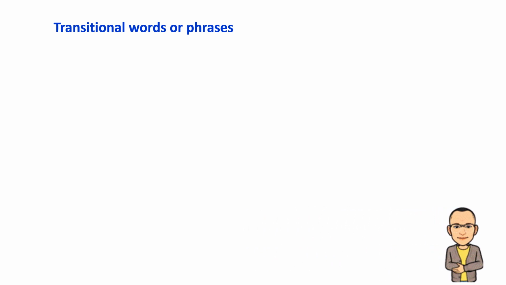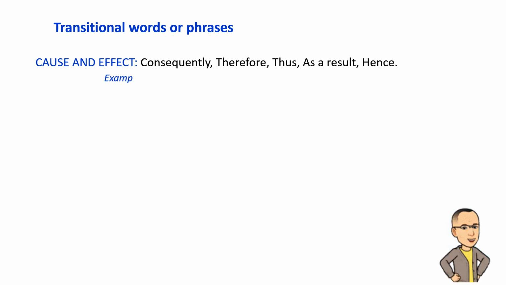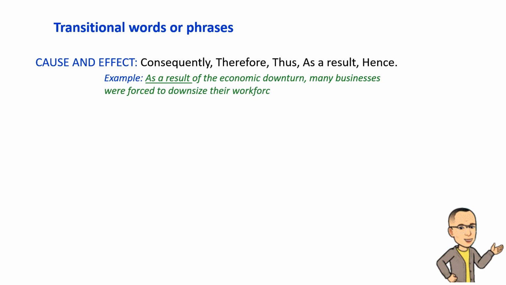Transitional words or phrases for cause and effect: consequently, therefore, thus, as a result, hence. Example: As a result of the economic downturn, many businesses were forced to downsize their workforce.